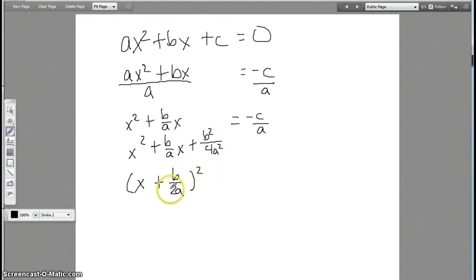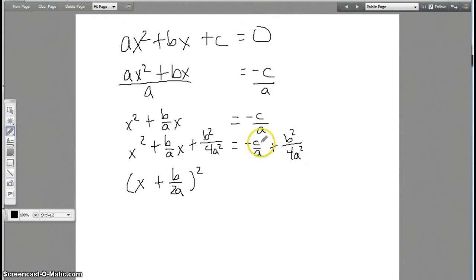Now remember, when I square this term, I have to square the b and I have to square the a, but I also have to square this 2. So it's not b squared over 2a squared, it's b squared over 4a squared, because everything in this second term gets squared. And so I'm going to copy the minus c over a, and since I added b squared over 4a squared to the left side, I have to also add that to the right side, b squared over 4a squared.